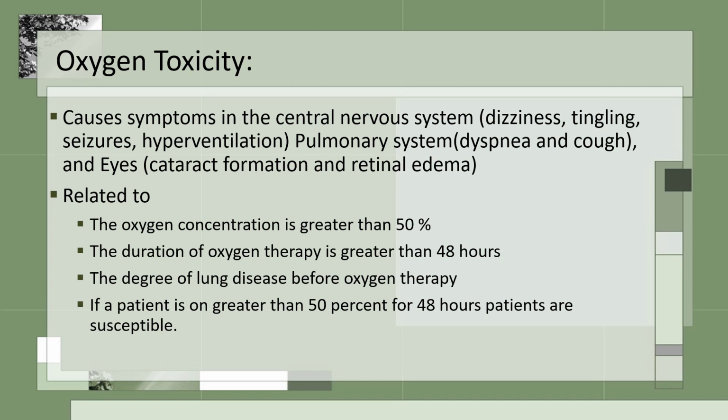Oxygen toxicity is caused by having a patient on oxygen concentration greater than 50%. It also depends on the duration of oxygen therapy, especially if it's greater than 48 hours. Also, the degree of lung disease before oxygen therapy will increase their risk for oxygen toxicity. So this is like patients with CF or COPD. If a patient is on greater than 50% for 48 hours, patients are susceptible.